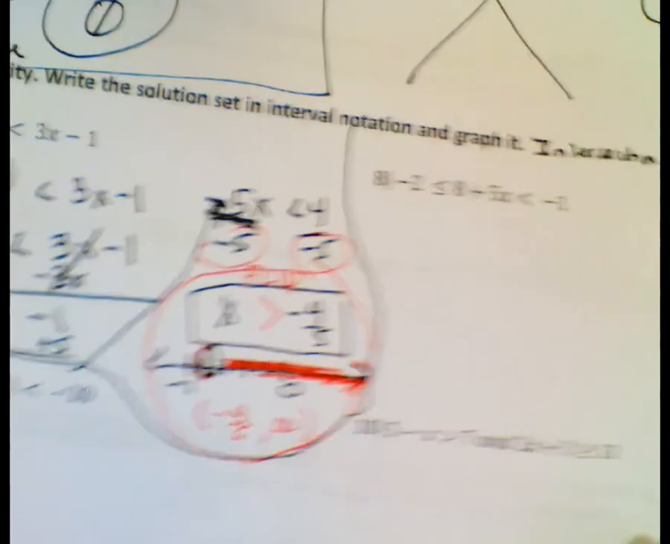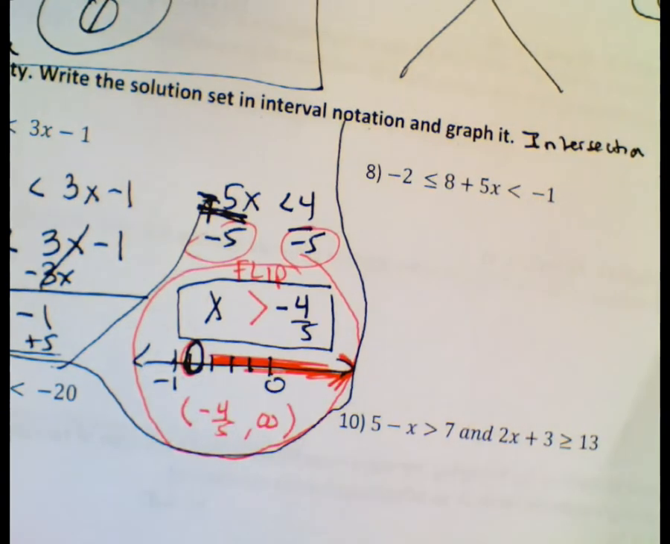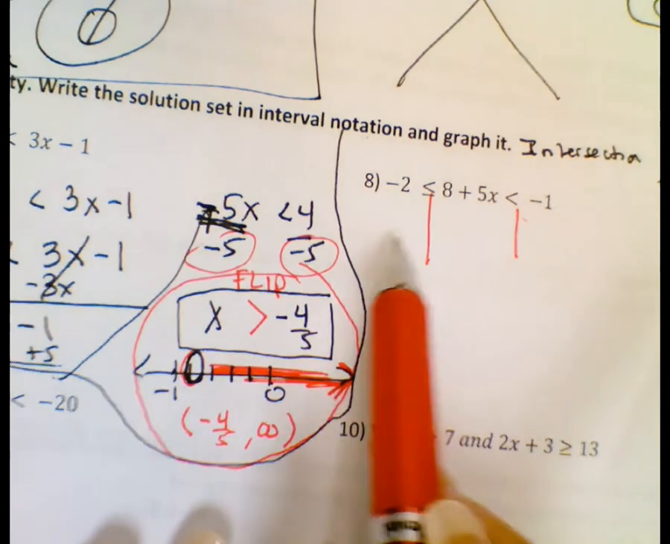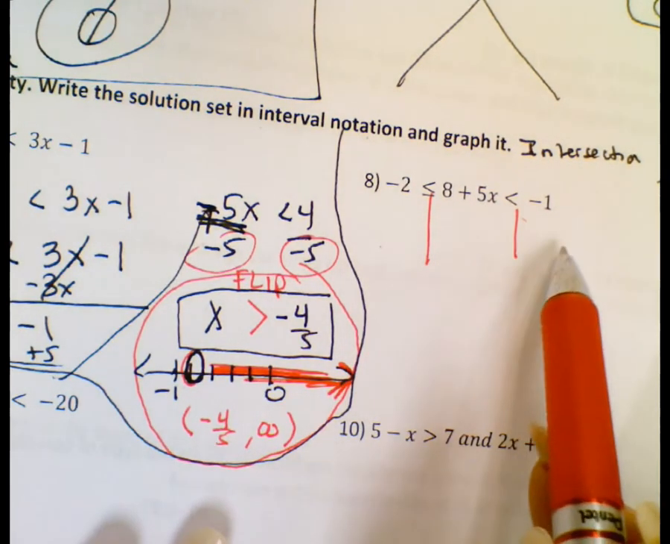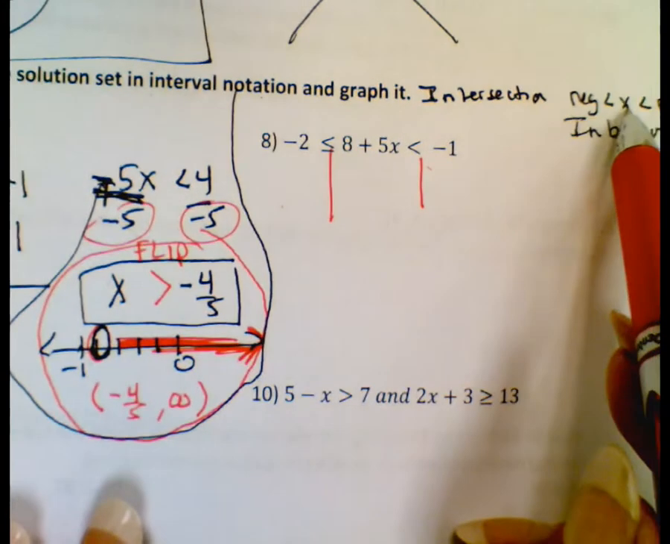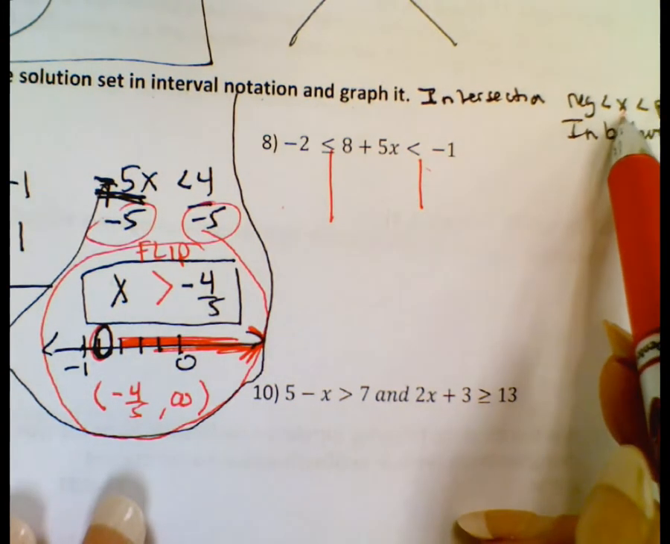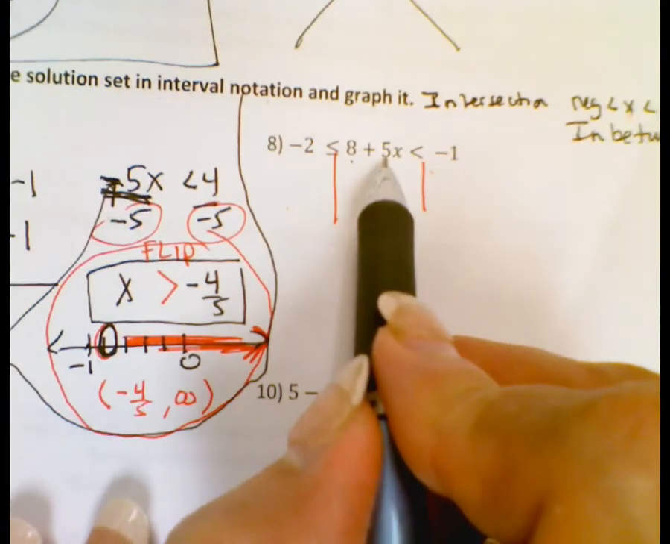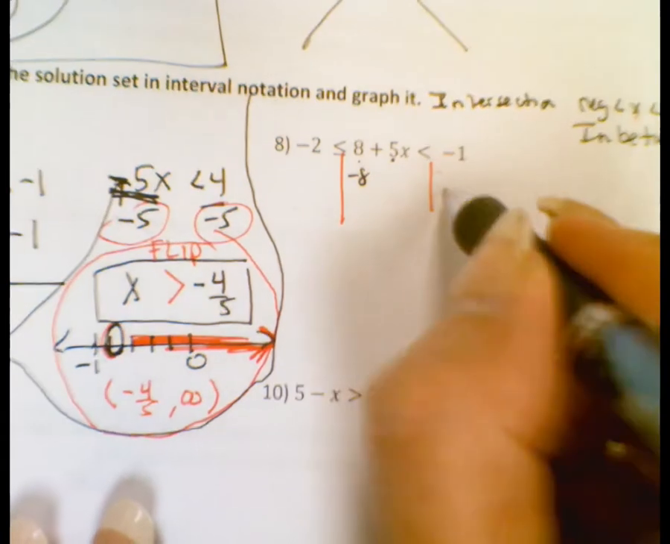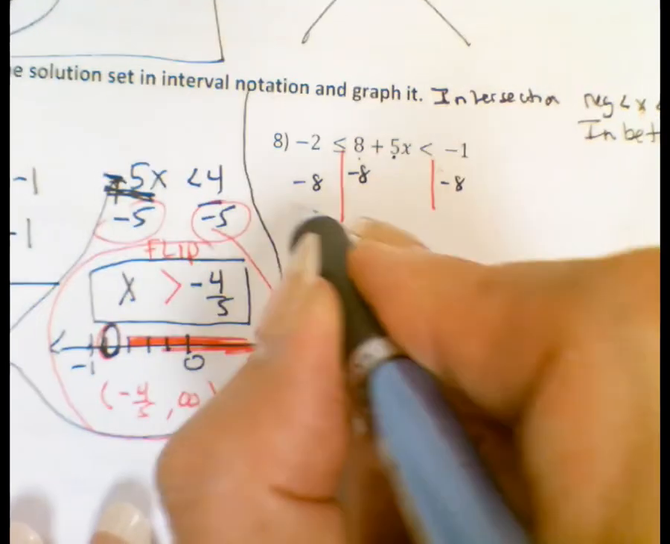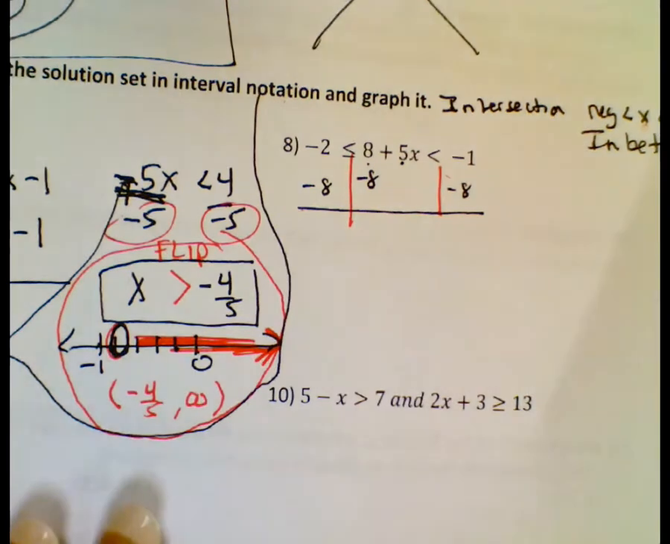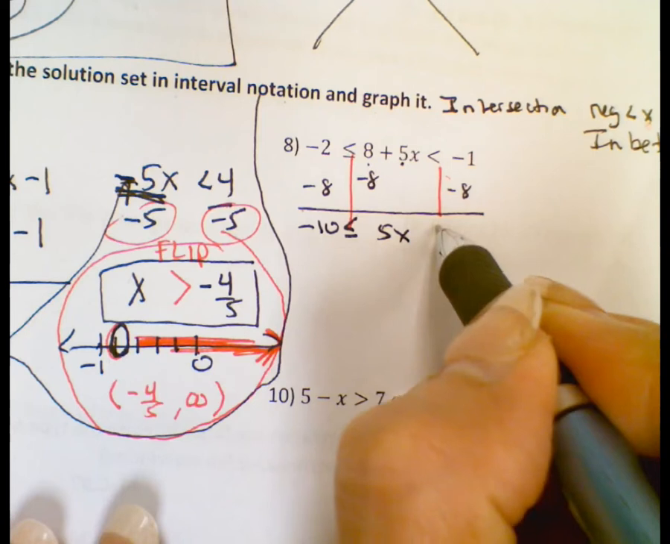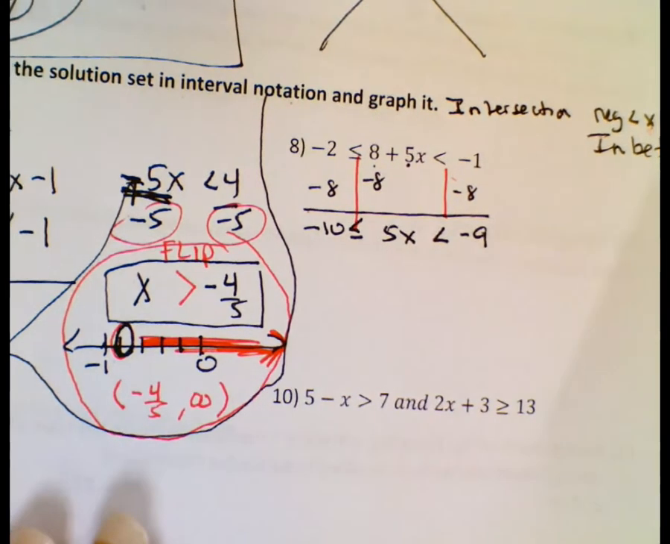Okay? So to get there, I would like you to divide this into 3 sections: left, middle, right. Your job at the end is to have x in the middle, between a positive and a negative. So to get x by itself, we got to get rid of 8 and 5. First, we're going to get rid of 8. When you subtract 8, you're subtracting it from all 3 sides. So this gives you negative 10 less than or equal to 5x less than negative 9.